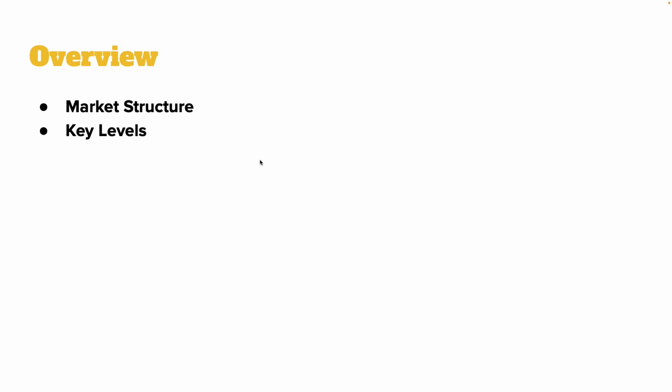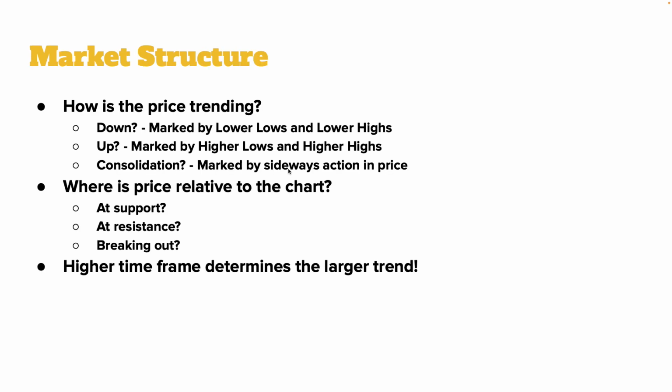So when discussing market structure, you want to ask yourself a couple main questions. How is the price trending? Is it going down? Then it'll be marked by lower lows and lower highs. If it's going up, it'll be marked by higher lows and higher highs. If it's consolidating, it'll be marked by sideways price action. We are not here to trade parabolic price action. We want to see structure, either lower lows, lower highs, or higher lows and higher highs. We want to see this clear structure.